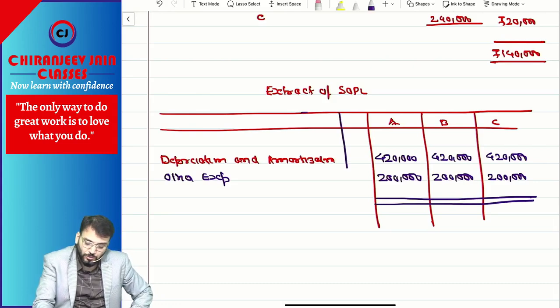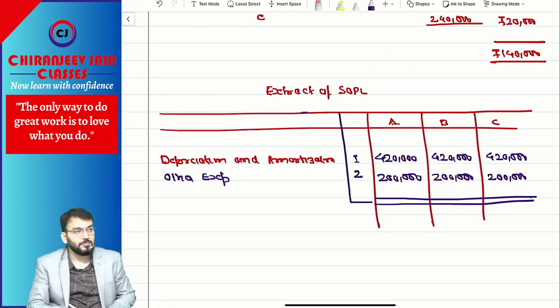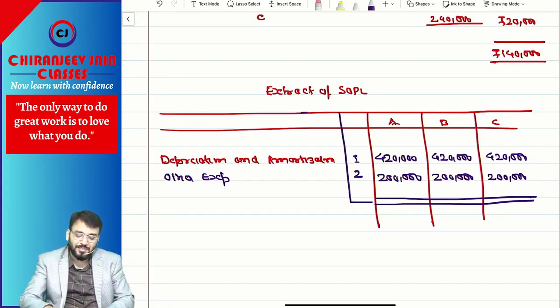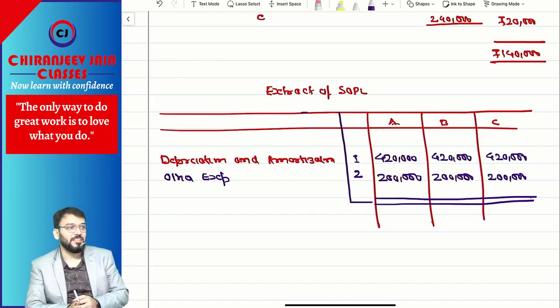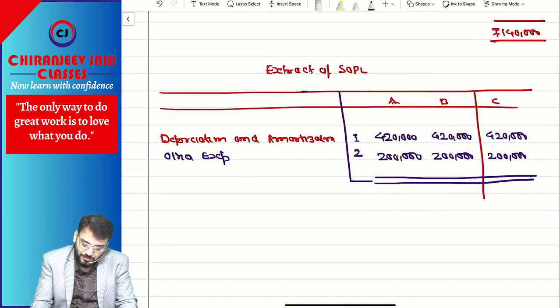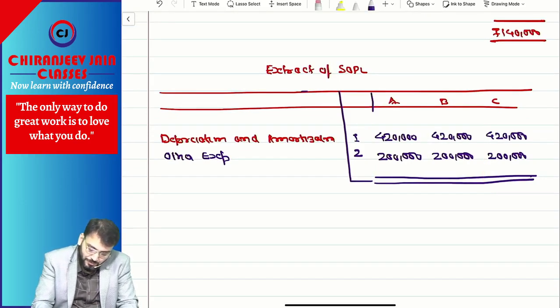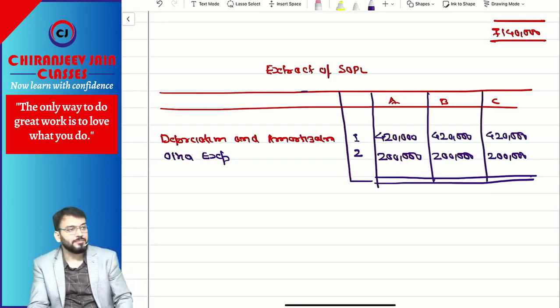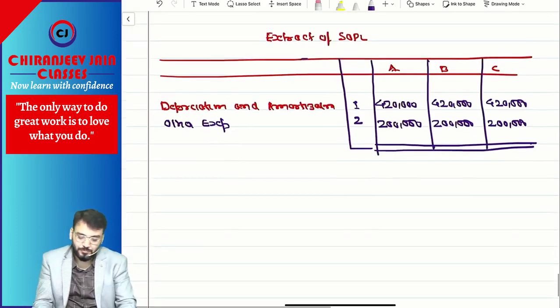Now, if you want to prepare notes to accounts, keep note number 1, note number 2. In the exam, you can do it this way if you want to, but I don't know whether they will deduct marks or not. But of course, this type of question they will not ask. This much length they will not ask from this chapter.